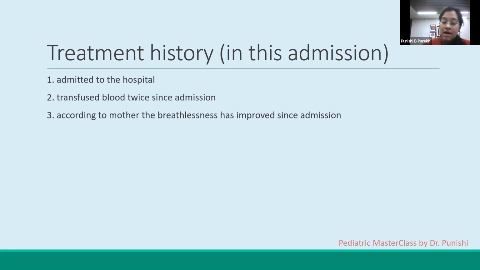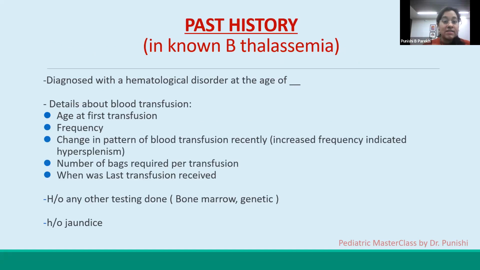Now, when I'm talking about past history, let's take the second scenario wherein the patient is a known case of beta thalassemia. In that case, when you're looking at the past history, you will say that this case was diagnosed with a hematological disorder at, say, 1 year of age.